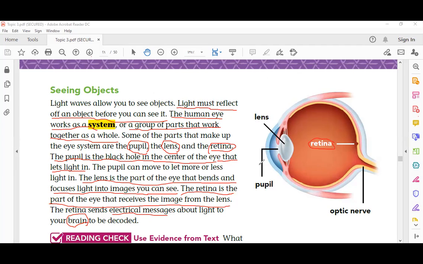So again, the pupil is the part of the eye that is a hole. Through this hole, light enters your eyes. Then the lens focuses this light. The light goes to the retina. The retina sends the electrical message to the brain to tell you what you see.